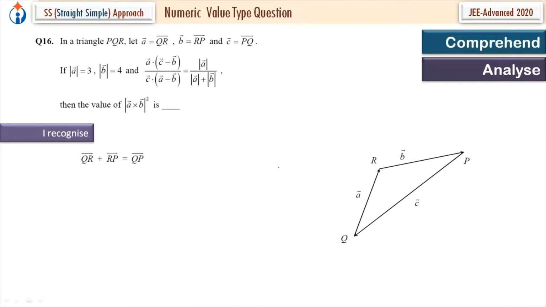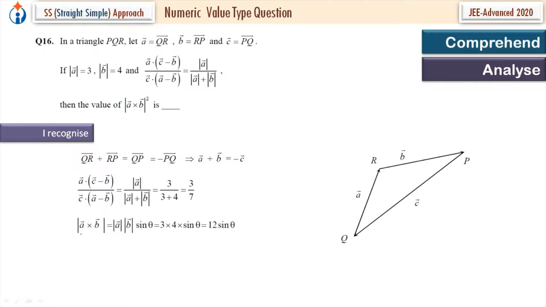So from triangle addition of the vectors, QR vector plus RP vector is equal to QP vector, which is minus of PQ vector because PQ vector is given in this form. So that gives us vector A plus vector B is equal to minus of C vector. And this result, magnitude of vector A is 3, magnitude of vector B is 4. This is equal to 3 by 7.